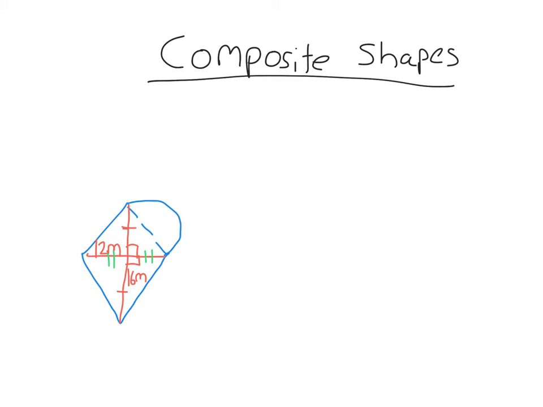So how do we find the area of a kite? You need to know this formula. The area of a kite, you actually multiply together the 2 diagonals and divide by 2. Now you might be thinking, hey, wait a minute, the 16-meter line and the 12-meter line, one's vertical, one's horizontal. They're not diagonal.